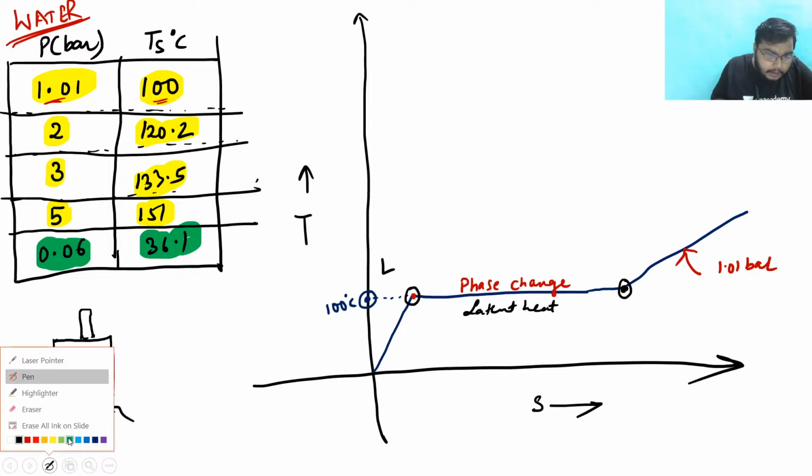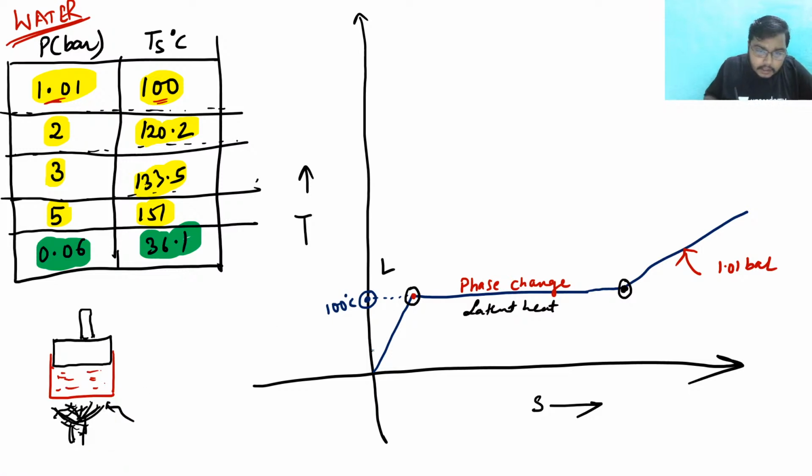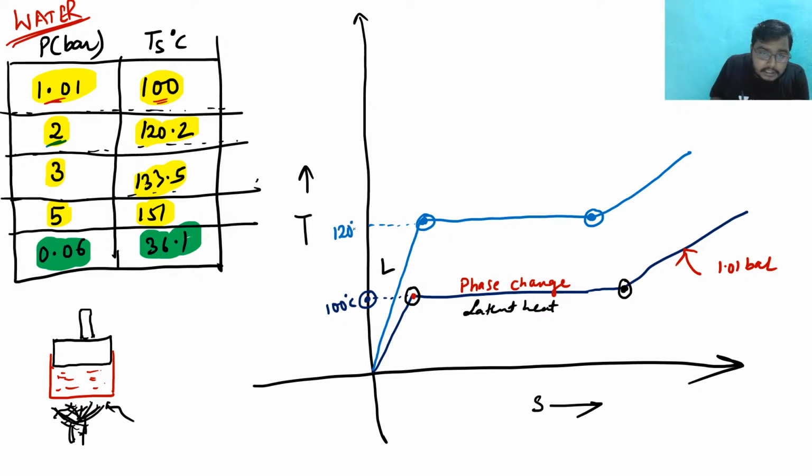Now see, if I plot another graph for 2 bar, suppose this is the graph. Clear? Now at this graph again, I will have a graph like this. So temperature would be 120.2 degrees Celsius. So this is the plot for 2 bar.